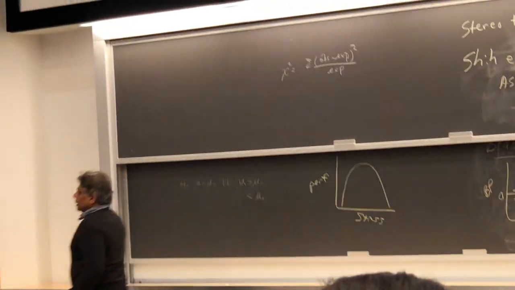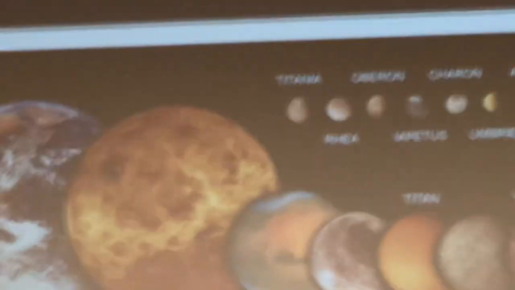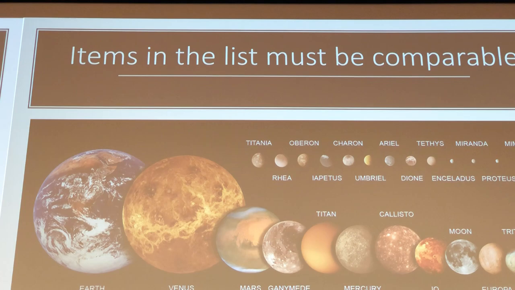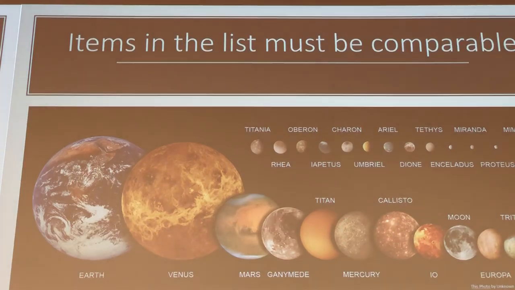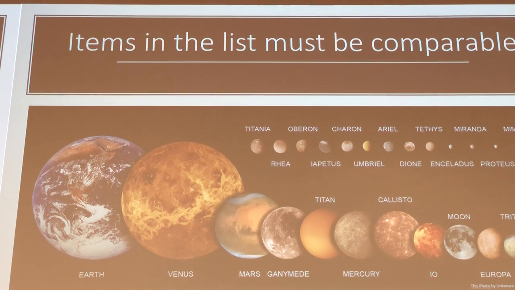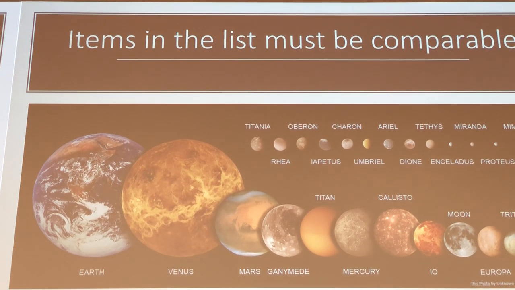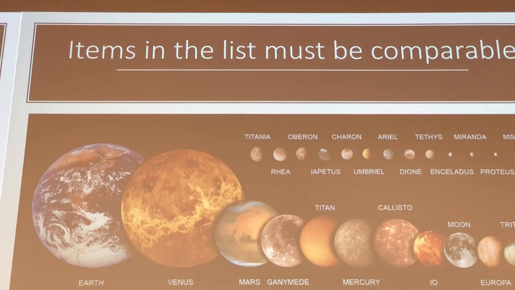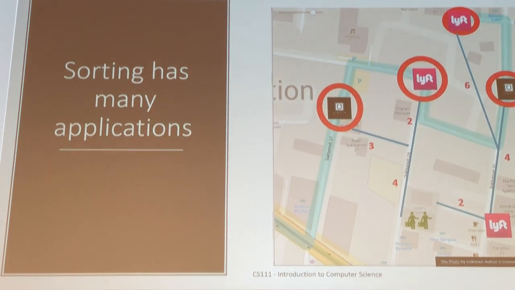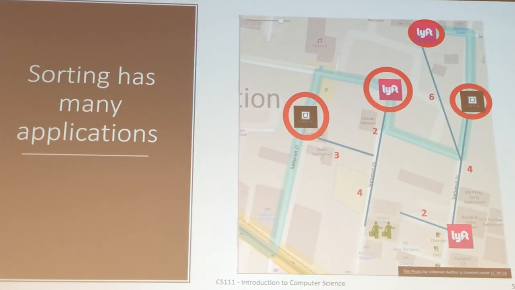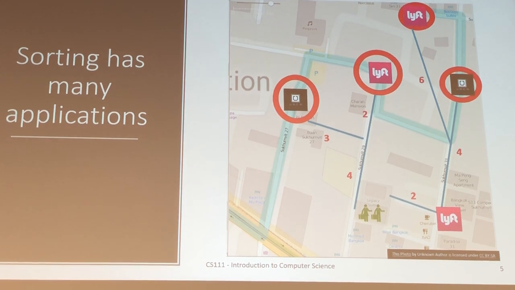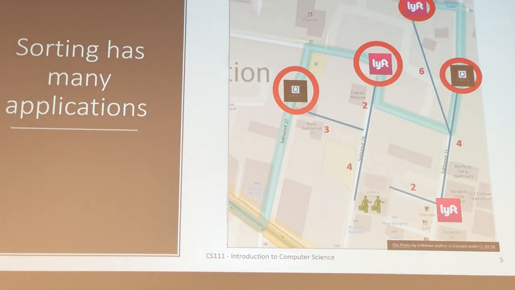So let's talk about the different sorting algorithms. First of all, to sort, the items must be comparable. Either you have some way to compare them, their size, their shape, whatever. This is a metric to compare. That's why you write the compareTo function and so on. Sorting has many applications. If we think of sorting as just taking an array and sorting it, it really has a lot of practical applications.